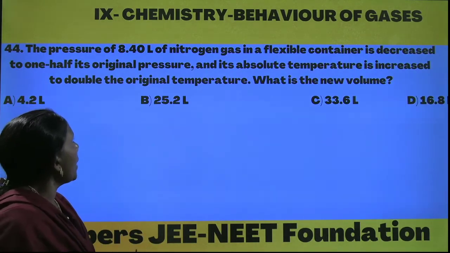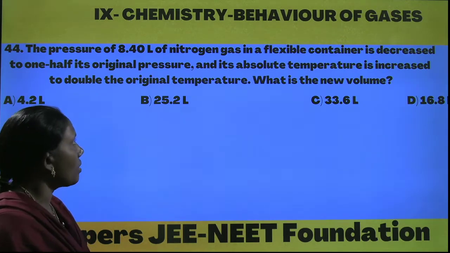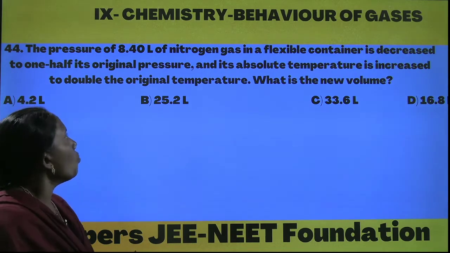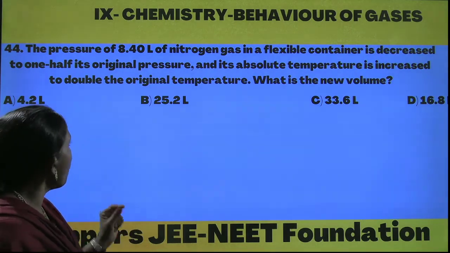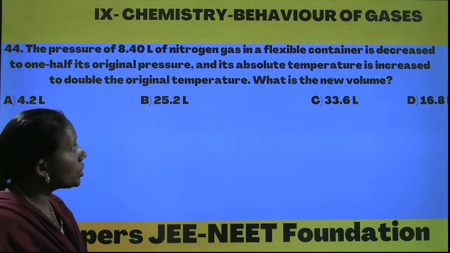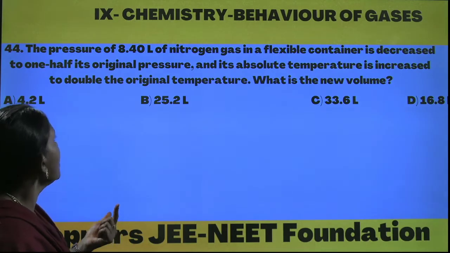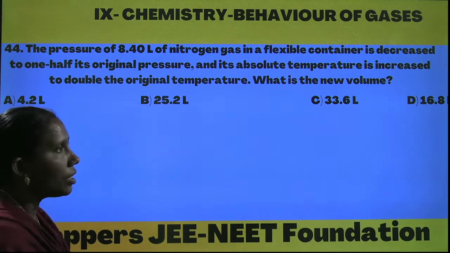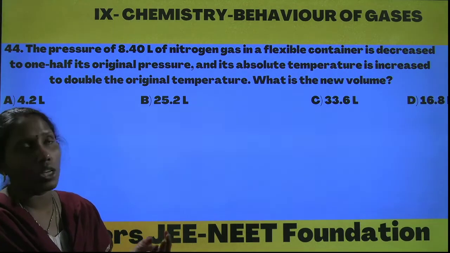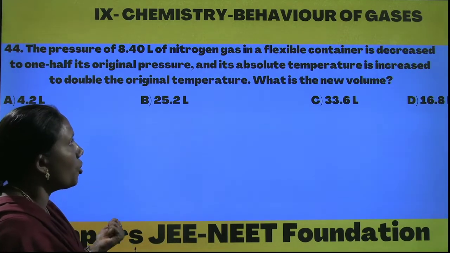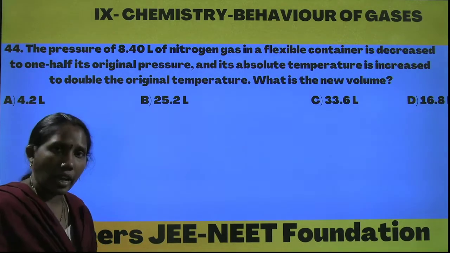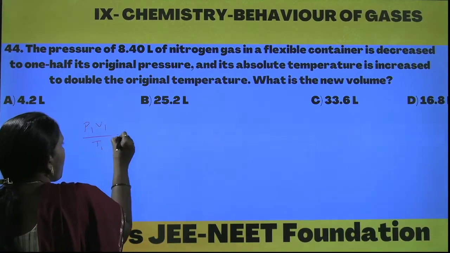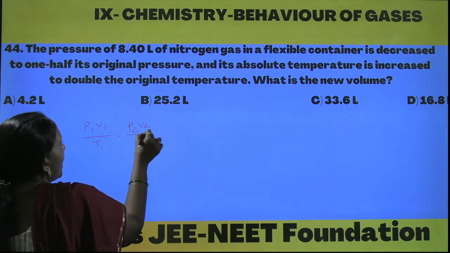The pressure of 8.40 liters of nitrogen gas in a flexible container is decreased to 1/2 of its original pressure and its absolute temperature is increased to double the original temperature. What is the new volume, he is asking. So here pressure is changing, volume is changing and temperature is also changing. So let us see the relation for the combined gas law, that is P1 V1 by T1 equal to P2 V2 by T2.